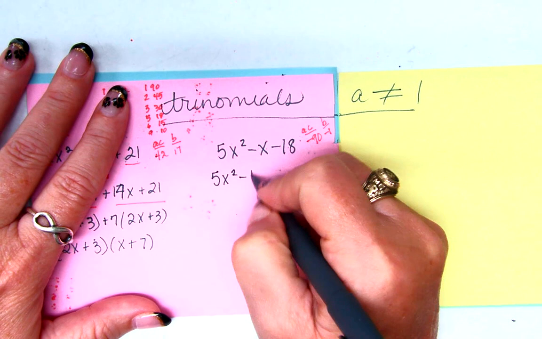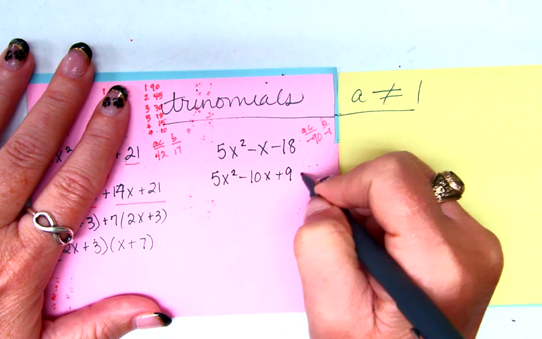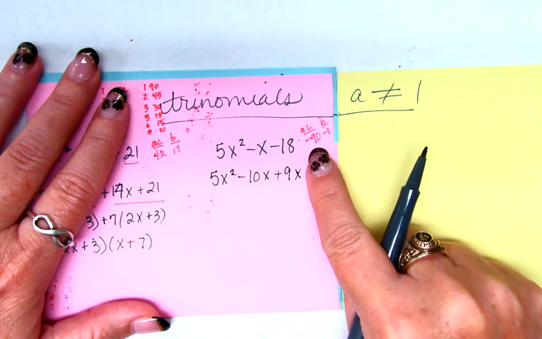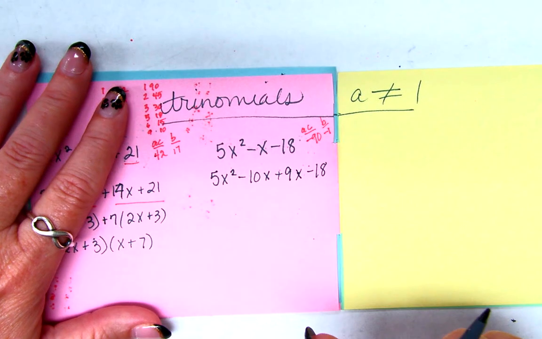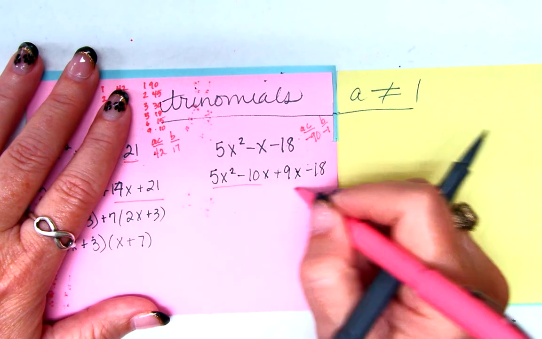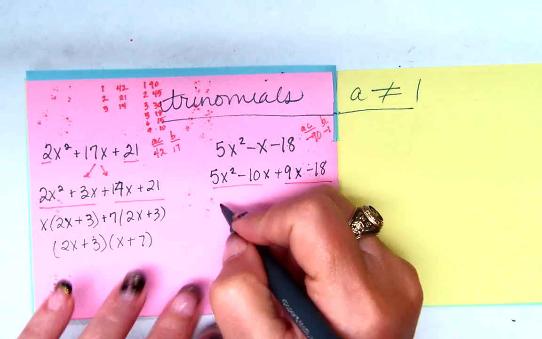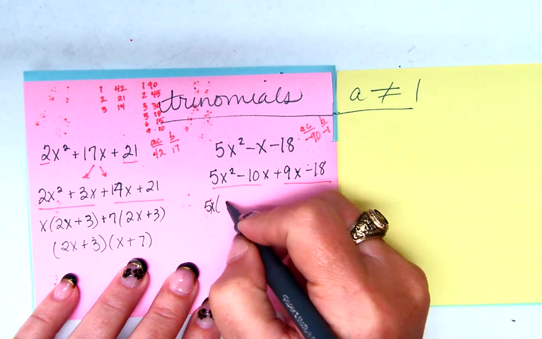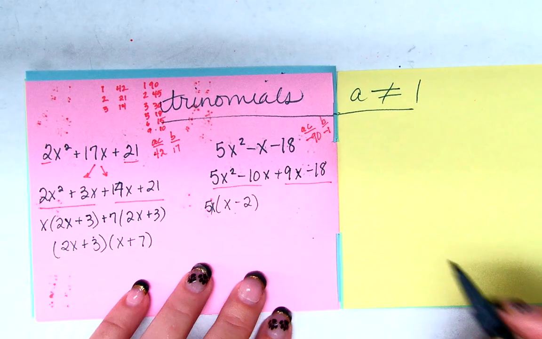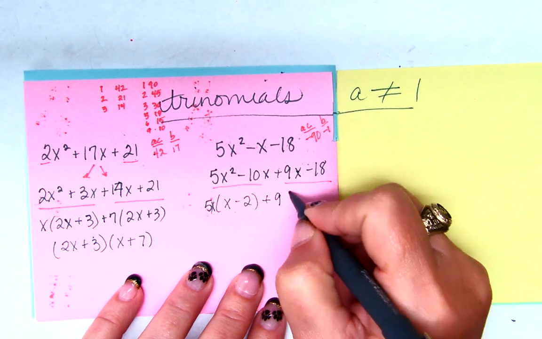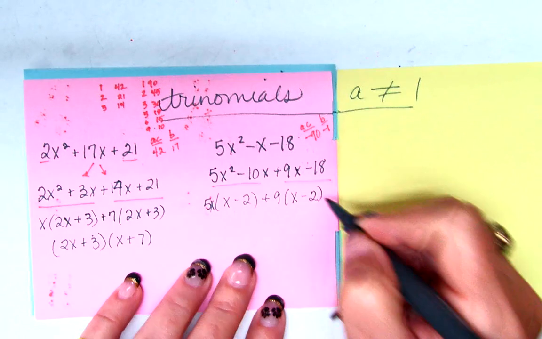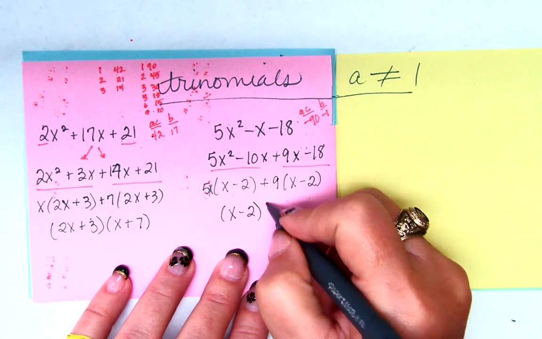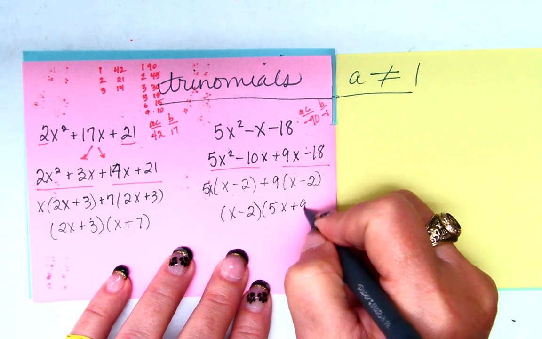Because I need the negative 10 and the positive 9 to make a negative 1. We know they have to be opposite signs because AC is negative, right? Okay. All right, now what? Group it. 5x times x minus 2. And then? And 9. Good. And then what do they have in common? X. And what's left? 5x. Done.